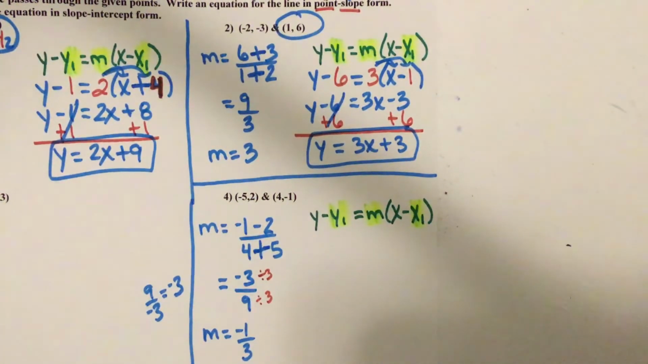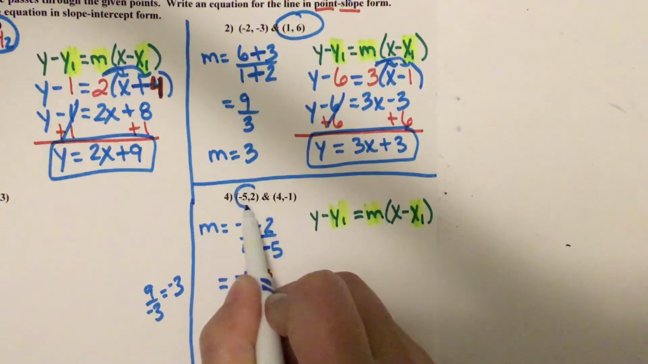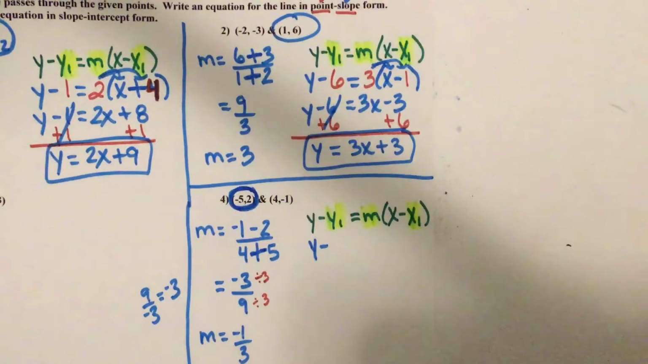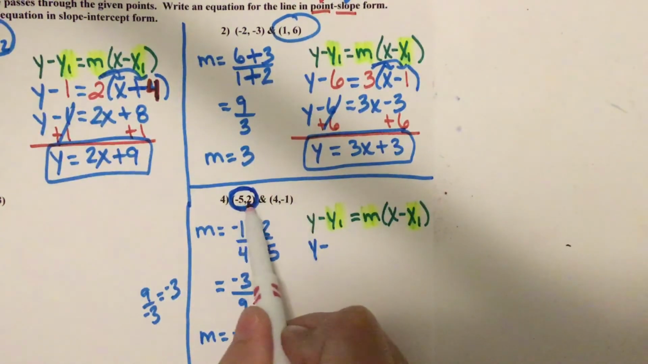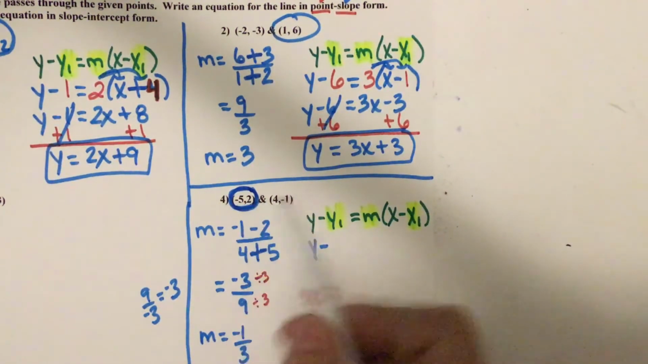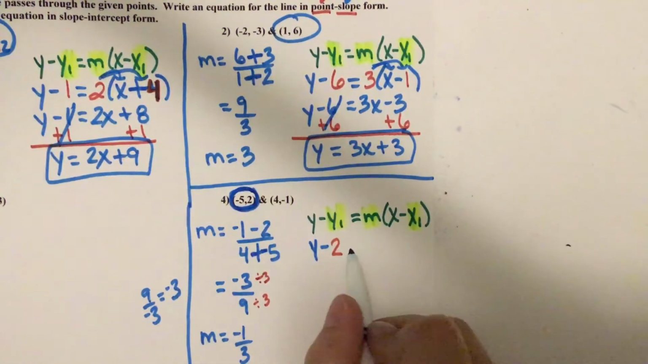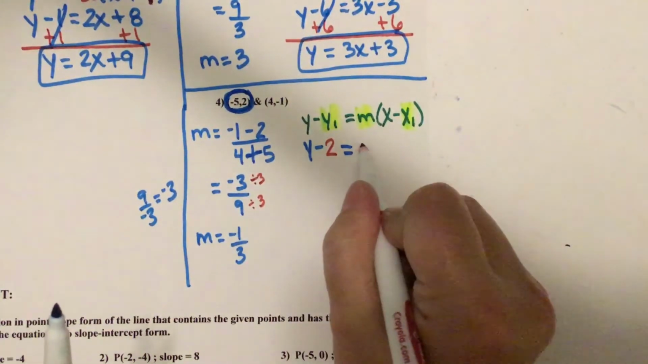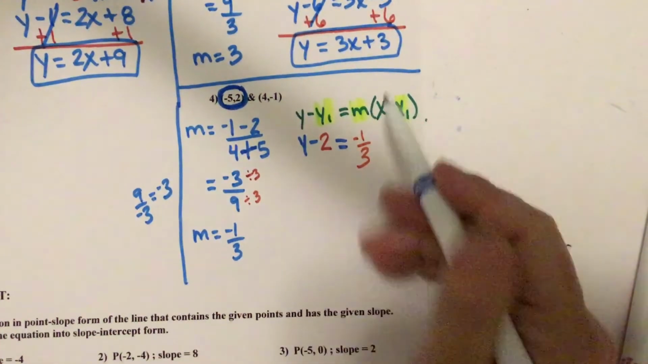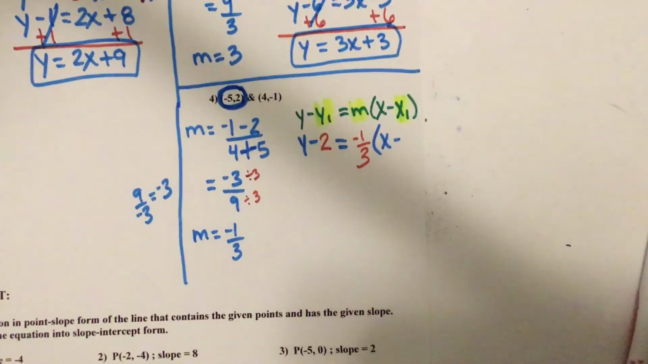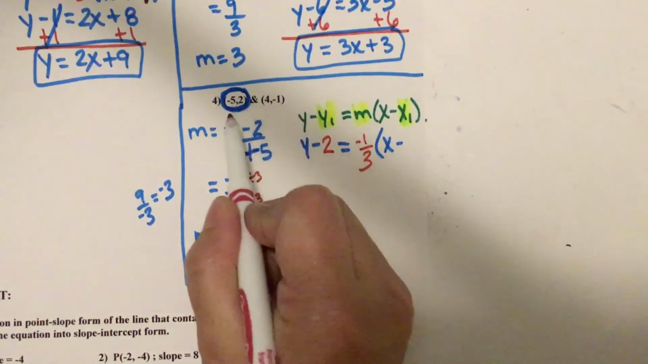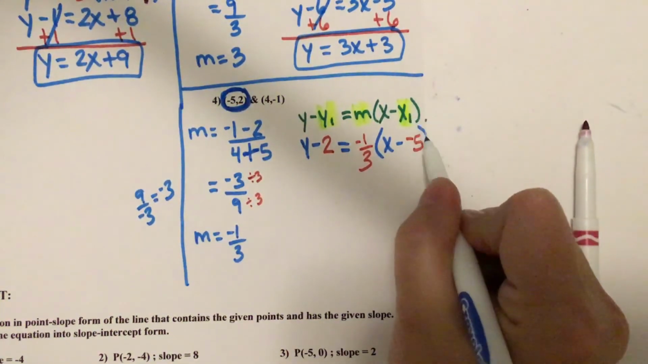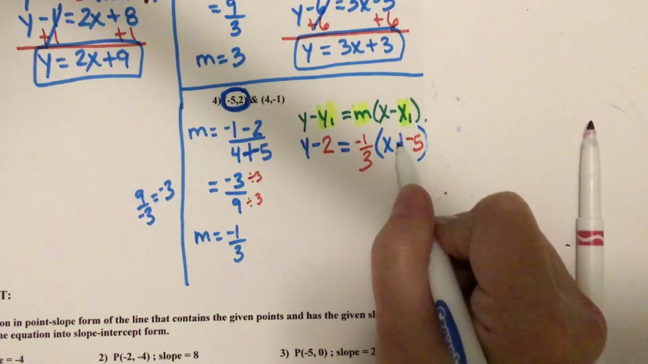All right, now I'm just going to work the first point this time because I haven't done the first point on either of the other problems. Okay, so it's going to go y minus, what's the y coordinate of this point I picked? 2. Equals, what was the slope we found? Negative 1/3. And then in parentheses, it goes x minus, and who's the x coordinate? Negative 5. And remember, the minus the negative back to back makes a big old plus.